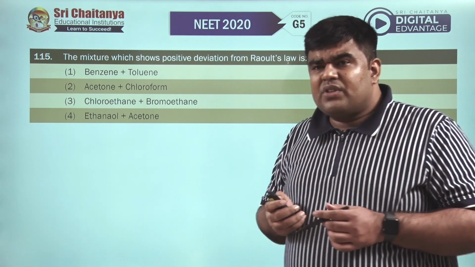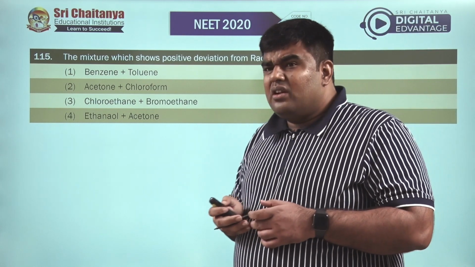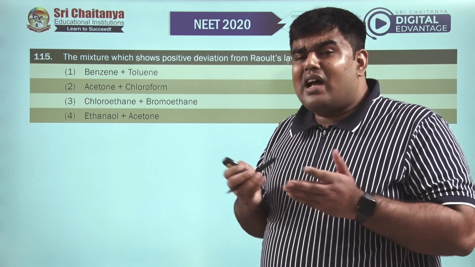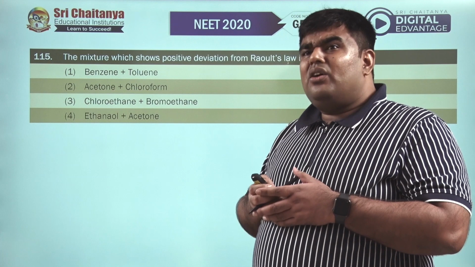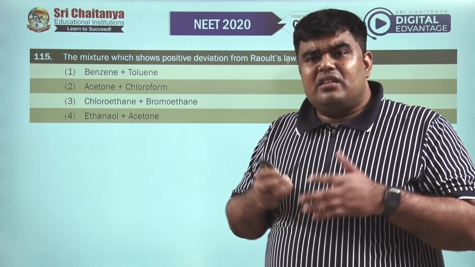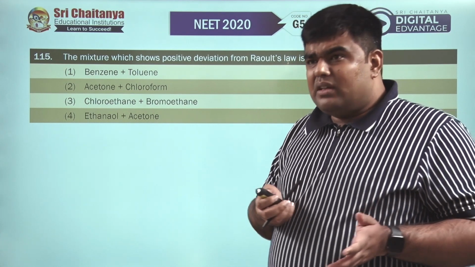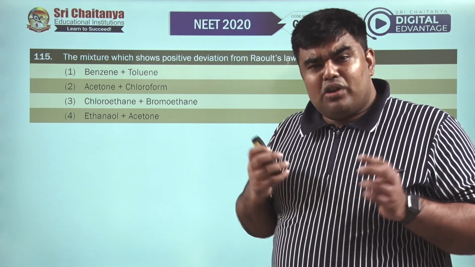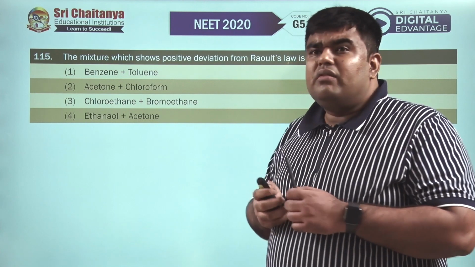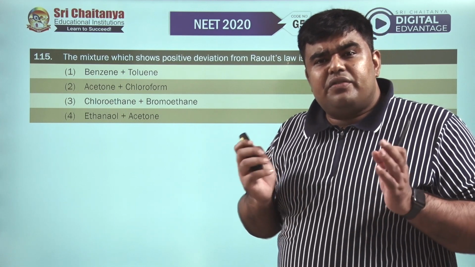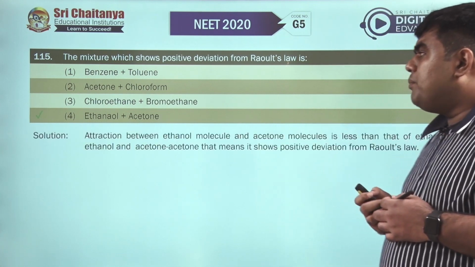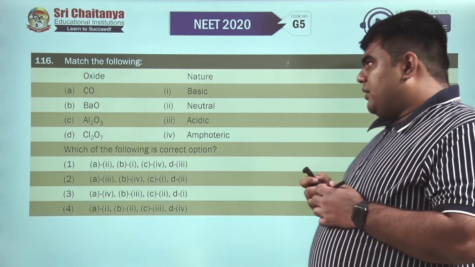Ethanol and acetone. If you look at ethanol and acetone, the force of attraction between ethanol and ethanol is higher than that of ethanol and acetone. That means the attractive forces are decreasing when we are adding the two components of the solution. So the fourth will show positive deviation from Raoult's law. Now moving to question number 116.